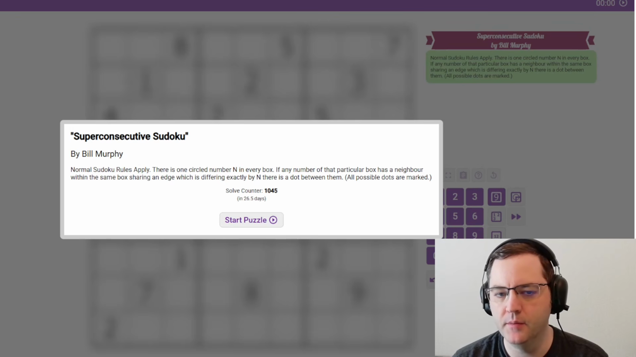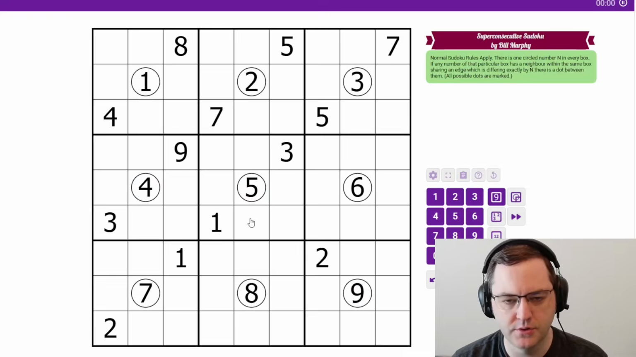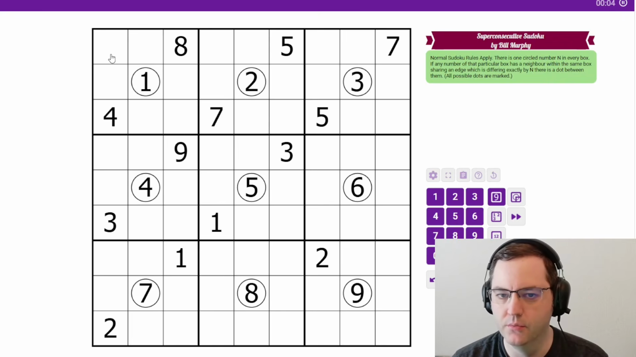I'm Philip Newman. Today I'm solving Superconsecutive Sudoku by Bill Murphy. And this is superconsecutive with a negative constraint, and only a negative constraint. So let's talk through the rules of that.